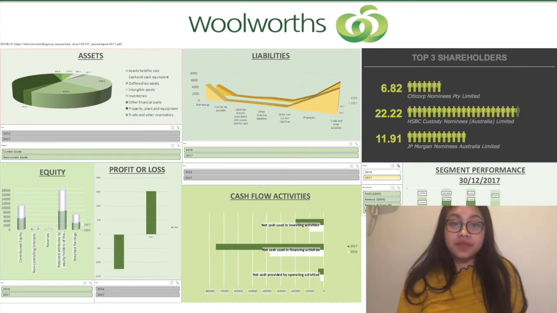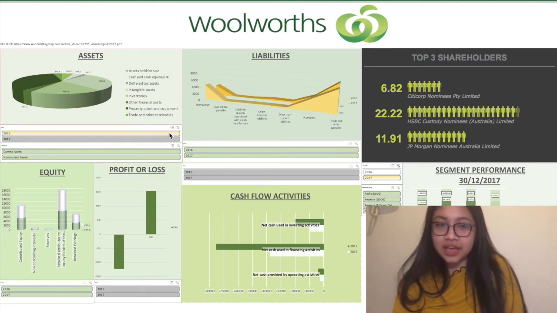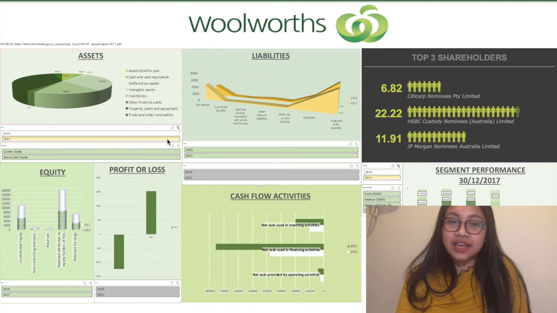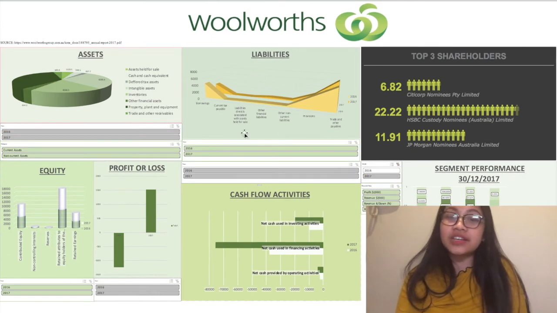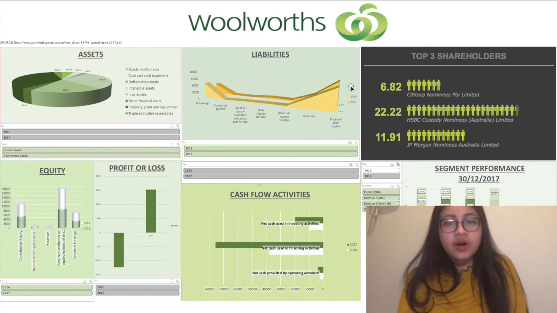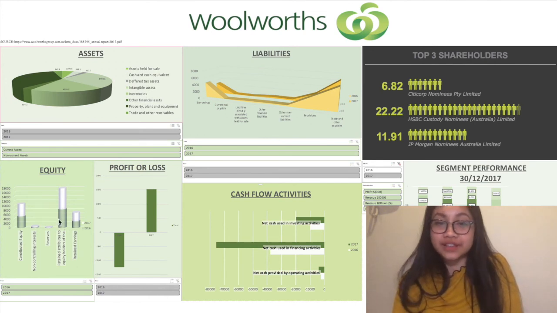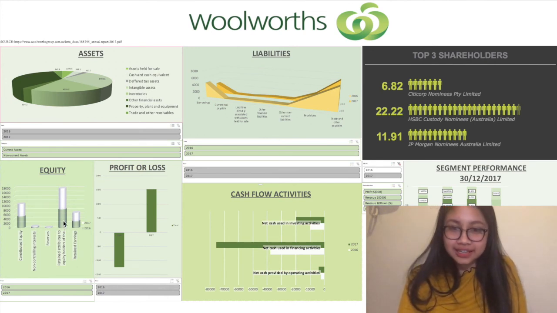To sum up, the overall changes in all financial data were not the same. The overall changes in assets decreased in 2016 to 2017. The change in liabilities also decreased in 2016 to 2017. On the other hand, the equity rose, and Woolworths gained more profit in 2017 compared to 2016.